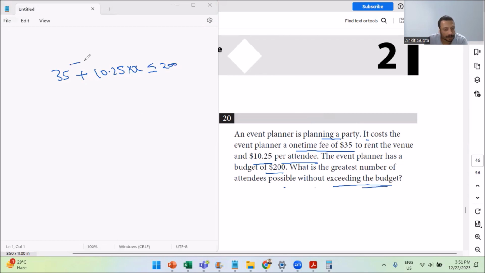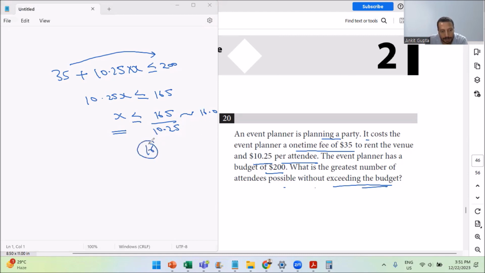So if we simplify this, let's take 35 to the other side. We'll get 10.25x is less than or equal to 200 minus 35, which is 165. That means x is less than or equal to 165 divided by 10.25. Now this will be just greater than 16, 16.0 something. So the greatest number of attendees who can attend within the budget should be less than or equal to 16 point something. So the maximum number will be 16. So the answer is 16 in this case.